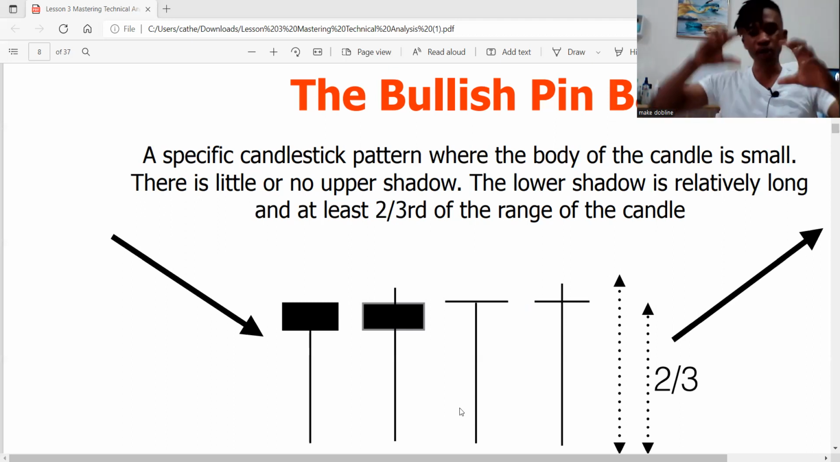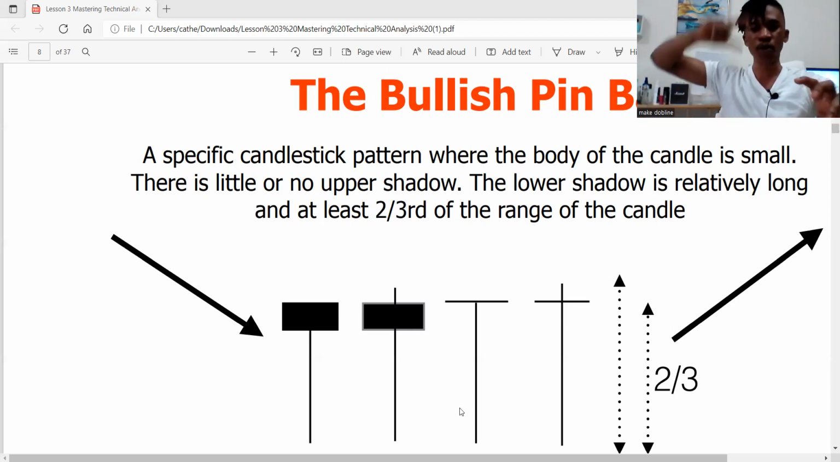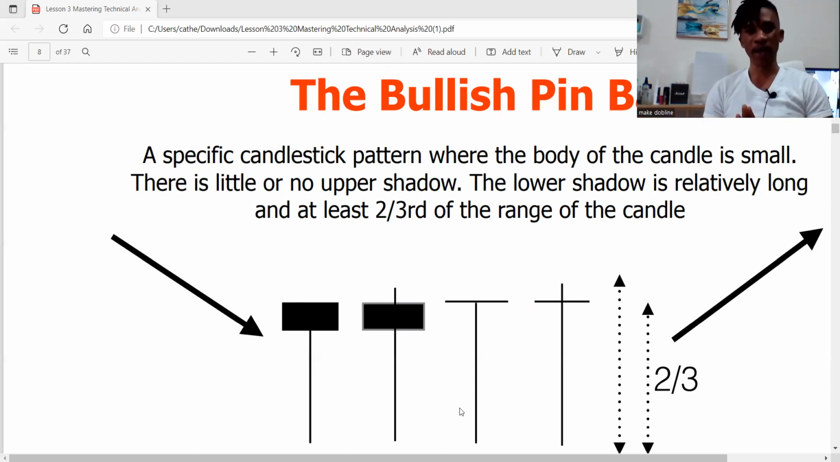Remember, it must be 2/3. The range of the candle must be 2/3 more than the body of the candle. If you look at these 4 candles now, they are the same thing. You remember, it tells us whether the candle has a lower shadow, upper shadow or none. Now, there is little or no upper shadow. Here we have little. Here we have little. Here we don't even have the shadow.